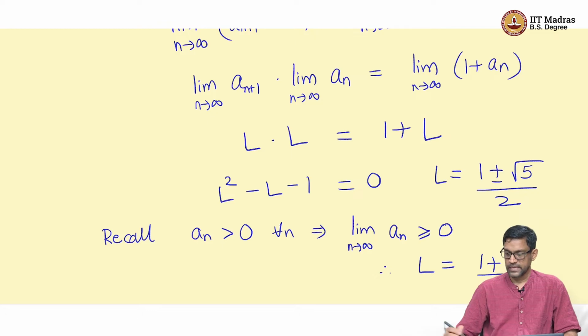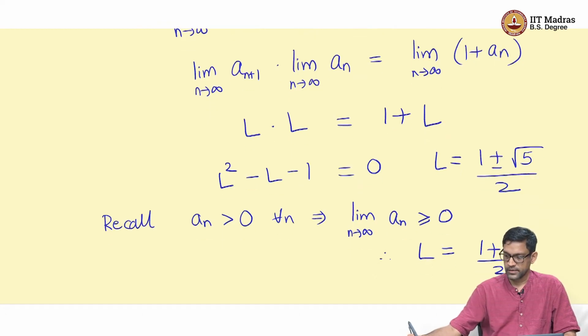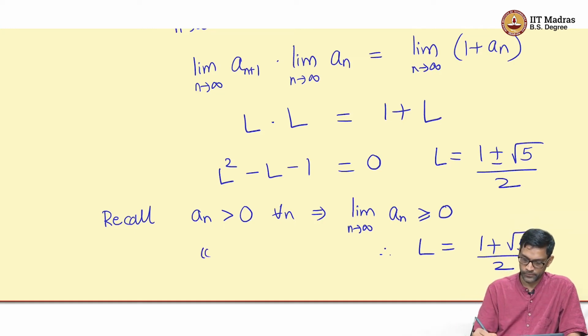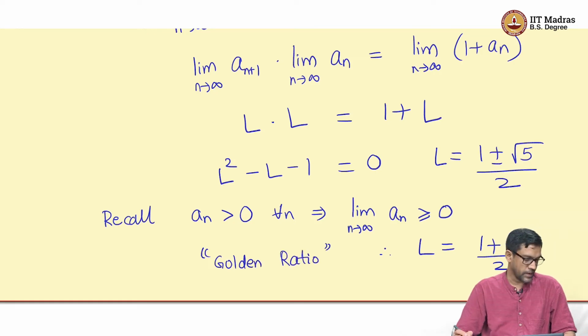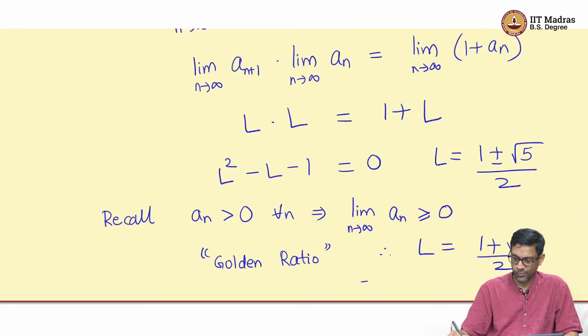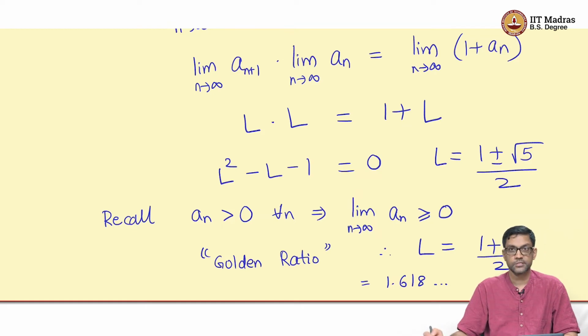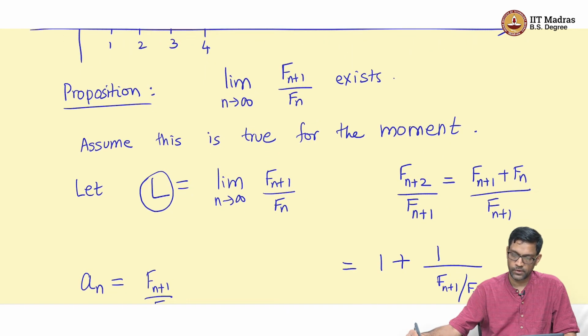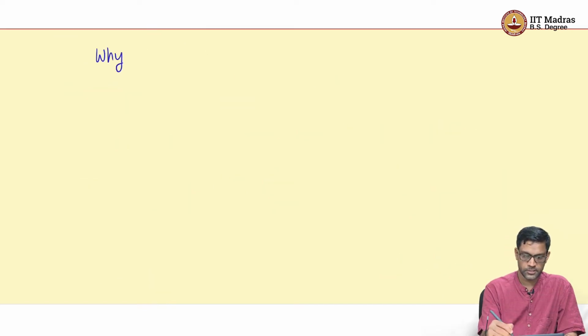That is in fact what the Fibonacci ratios tend towards. This is called the golden ratio. If you actually compute it, it is something like 1.618, so up to 3 decimal places it is 1.618. Of course, we did all this under the assumption that the limit exists. That was our proposition, that the limit actually exists. So here is the question: why does the limit exist?